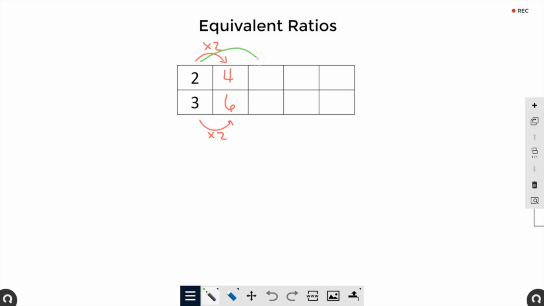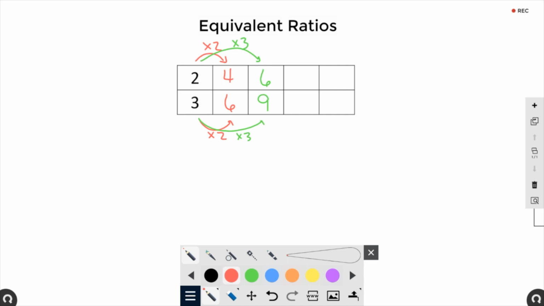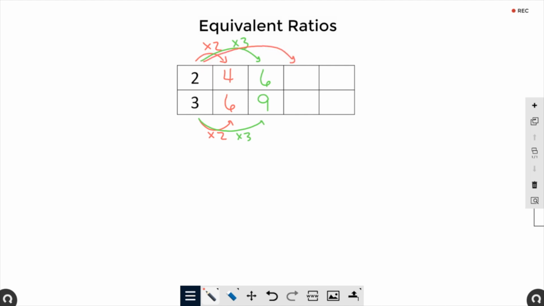We can continue by multiplying the 2 by 3 and the 3 by 3. 2 times 3 gives us 6, and 3 times 3 gives us 9. Following this pattern, we can see that we can multiply the next one by 4, which would give us 2 times 4, which is 8, and 3 times 4, which is 12.